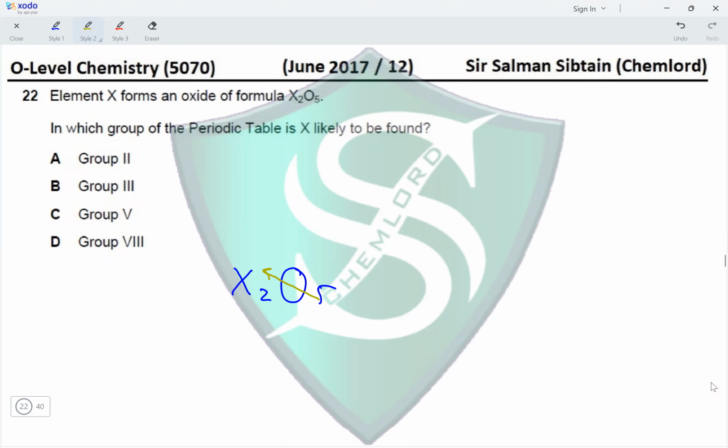So X has a charge of +5 and O has a charge of -2 because oxides have a charge of -2. Therefore, X having a charge of +5 means X would belong to group 5 because in group 5 we can have 5 valence electrons present. So options are group 2 wrong, group 3 wrong, group 5 correct, and group 8 wrong. Therefore, option C is the correct option for this question.